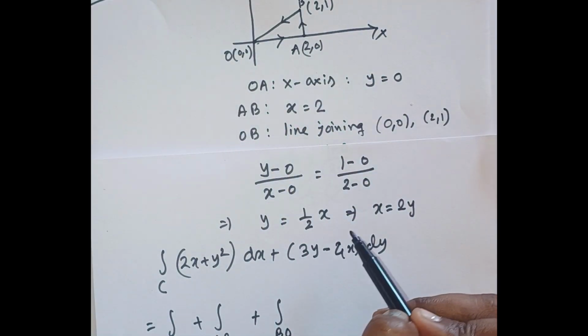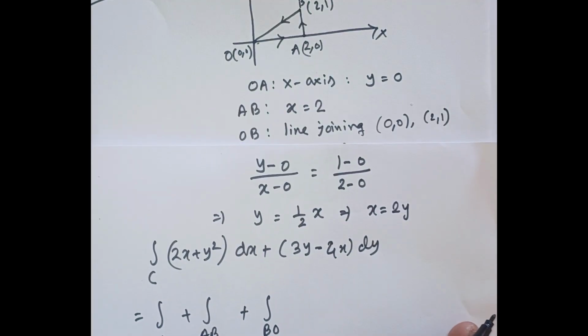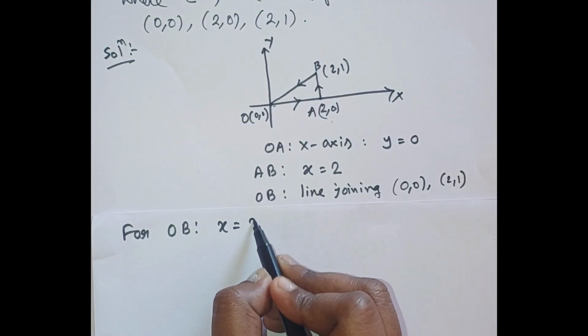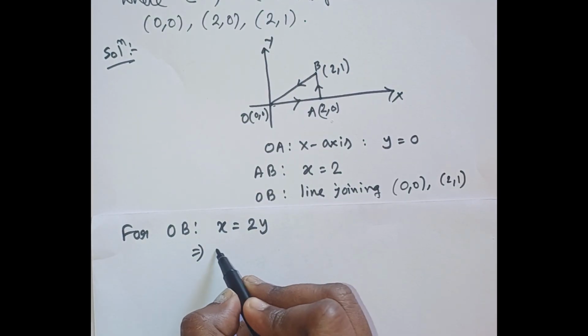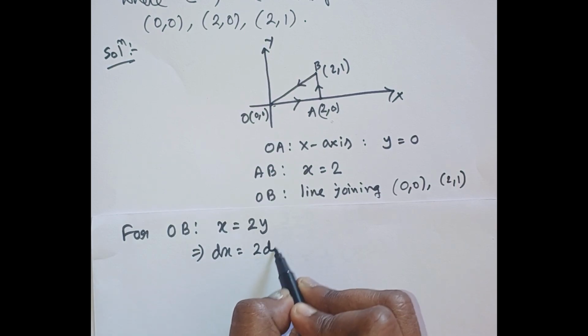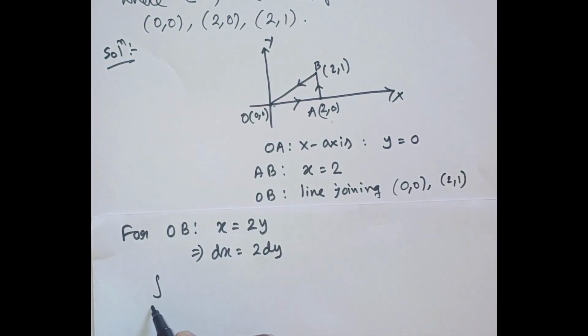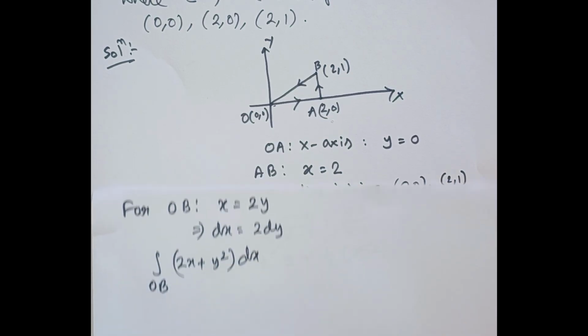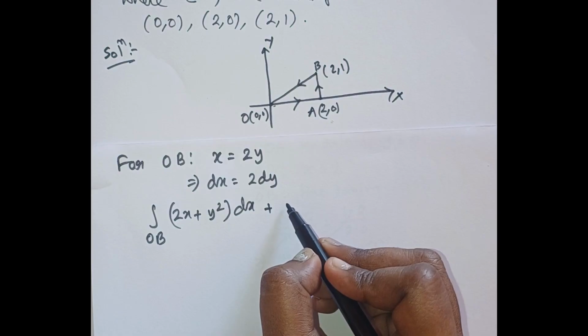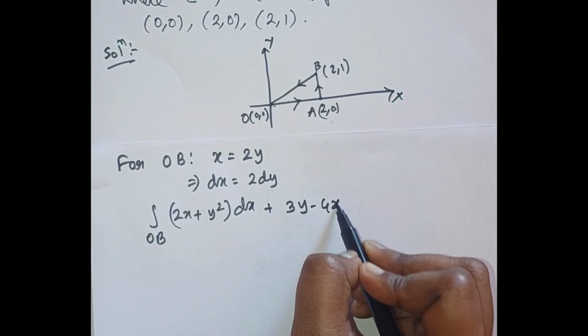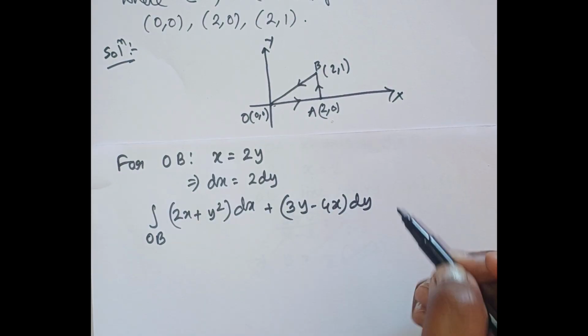So the equation of the line is x equal to 2y. So for the line B to O, x equal to 2y, this will actually not be OB, this will be BO, x equal to 2y and dx equal to 2 dy. So integration over OB, 2x plus y square dx plus 3y minus 4x dy.